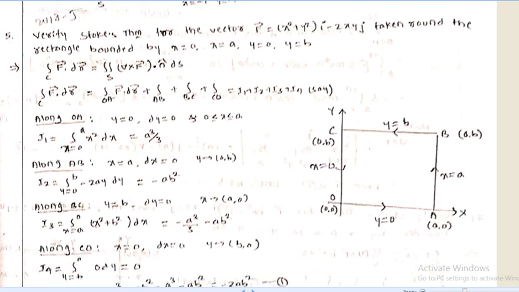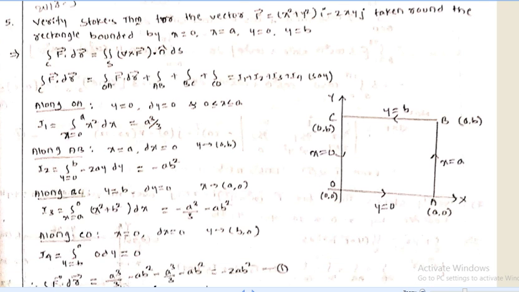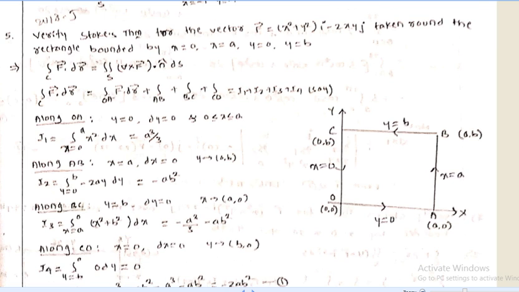Next example: verify Stokes theorem for the vector F = (x² + y²) i - 2xy j, taken around the rectangle bounded by x = 0, x = a, y = 0 and y = b. Solution. The integration along the curve C, ∮ F · dr, is equal to the double integration over the surface of (∇ × F) · n̂ dS here.